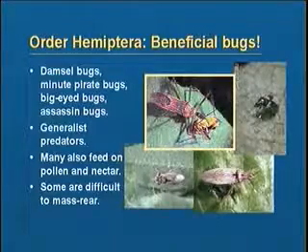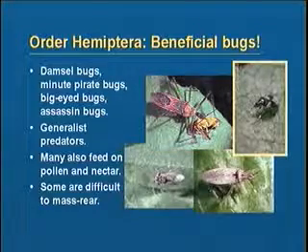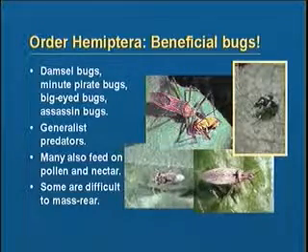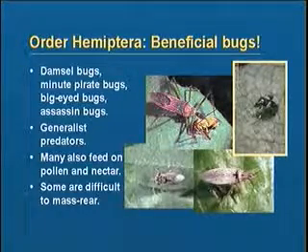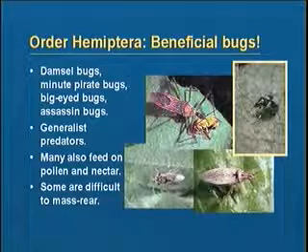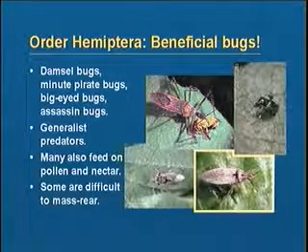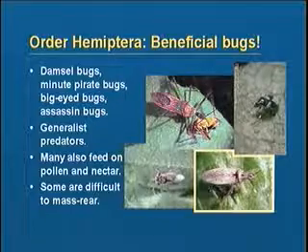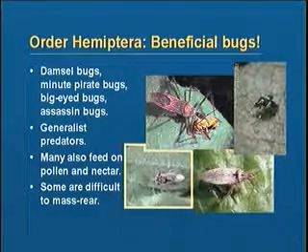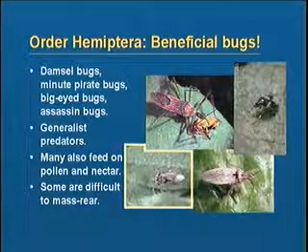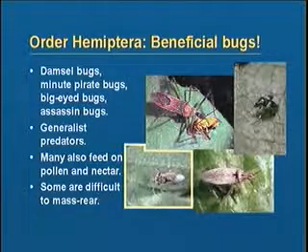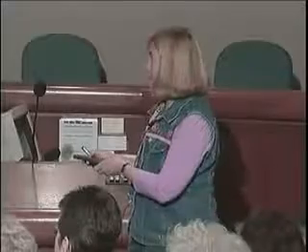This is the assassin bug. This is the minute pirate bug. It's very easy to distinguish by its black and white crisscross on the back. This is a nabid, a damsel bug. And this is a big-eyed bug, so named for its bulging eyes. These are all adults here.